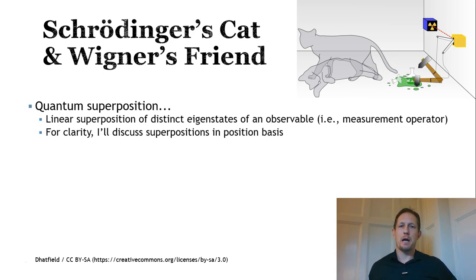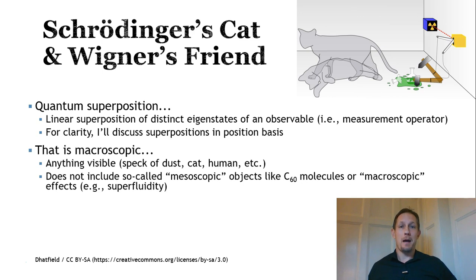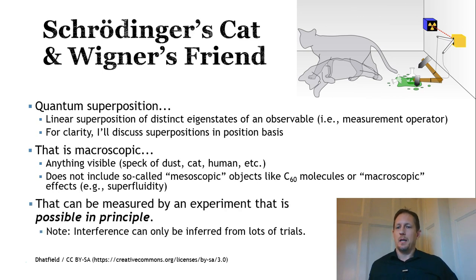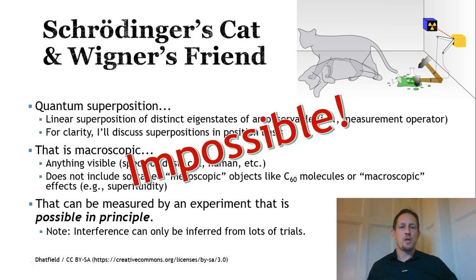So essentially, we're talking about a quantum superposition that is macroscopic. And what I mean by macroscopic is that it certainly includes anything visible, such as a human or a cat. We're not talking about buckyball molecules or anything like that. We're really talking about something that is, at the very least, visible. And ultimately, that macroscopic quantum superposition can actually be measured by some interference experiment that is, in principle, possible. And I'm going to try to show right now that that is actually not possible.